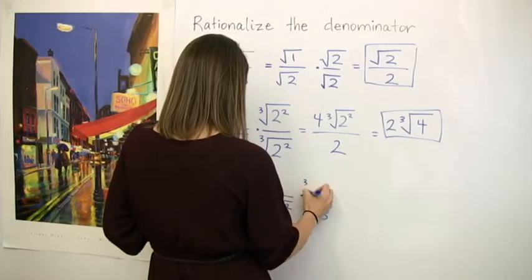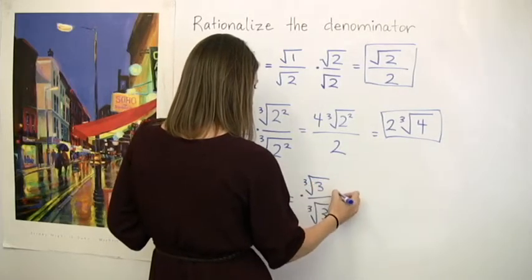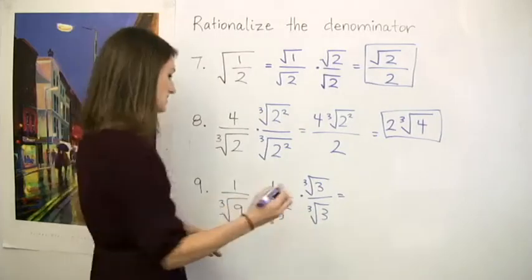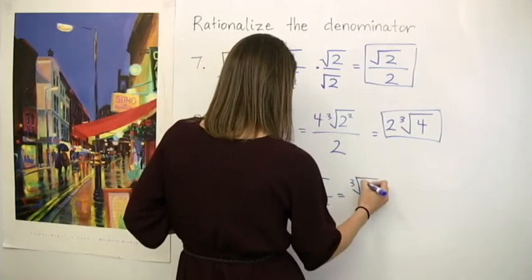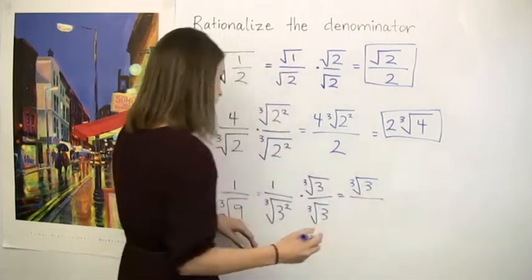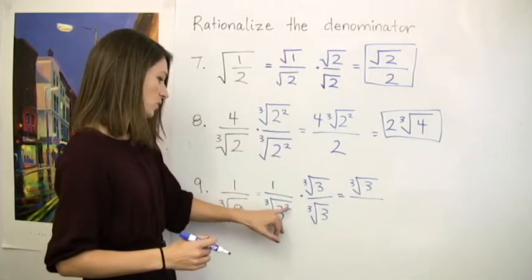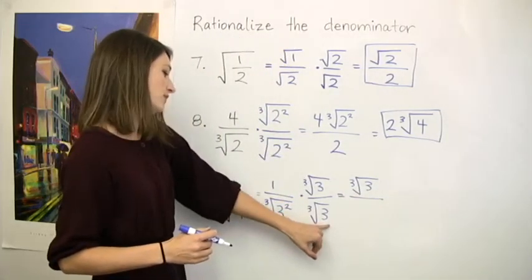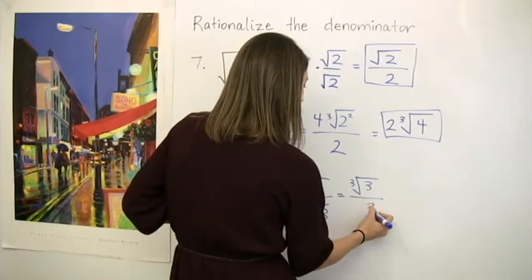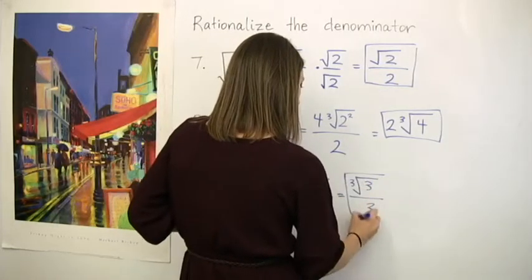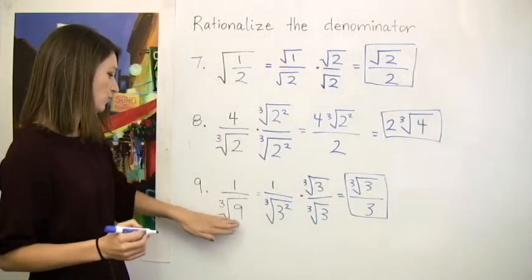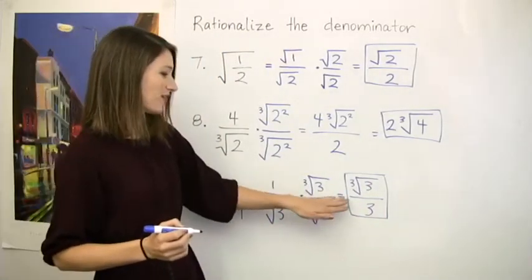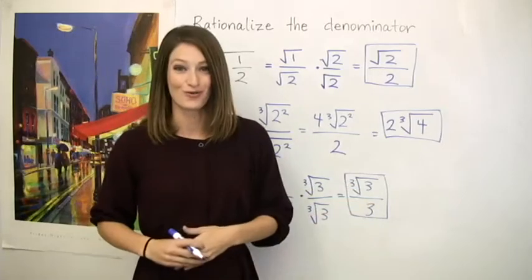So we're multiplying the top by the same thing. And then when we simplify this out, we have 1 times the cube root of 3, which is the cube root of 3. And that's all over the cube root of 3 squared times the cube root of 3 gives us 3. And here's our answer for this last problem. 1 over the cube root of 9 simplifies to the cube root of 3 over 3.